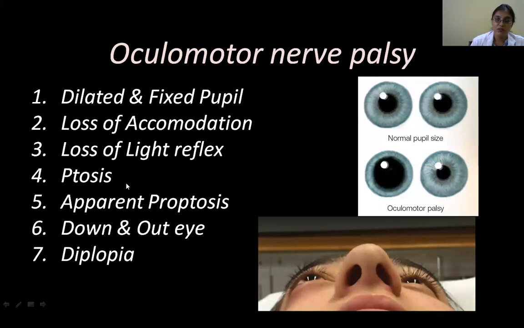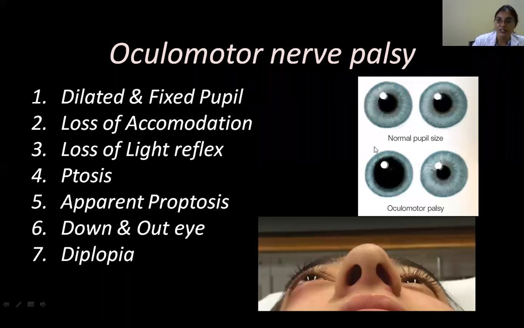And then ptosis, because of the involvement of the striated component of the levator palpebrae superioris. Then apparent proptosis. What do we mean by apparent proptosis? Most of the extraocular muscles are innervated by the oculomotor nerve. So if there's a palsy of this nerve, quite a number of muscles will get weakened, and the tone is lost in the muscles. Because of this, the eye appears to protrude out a little. That's called apparent proptosis. Because of the weakness of the muscles, it appears to pop out.